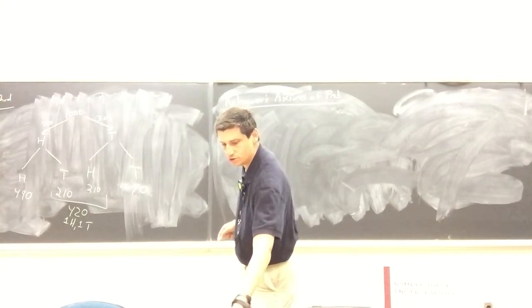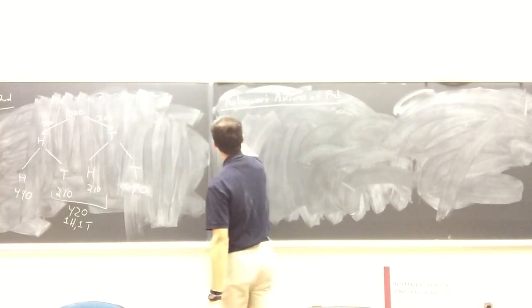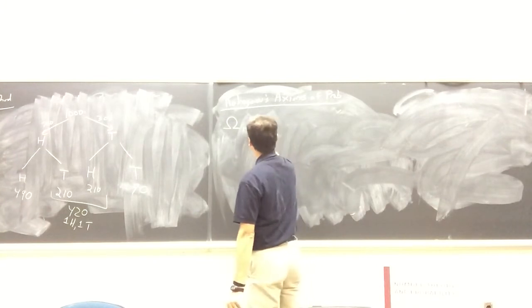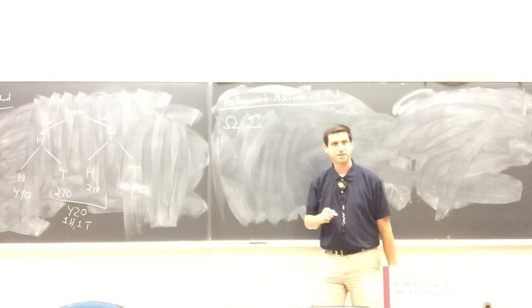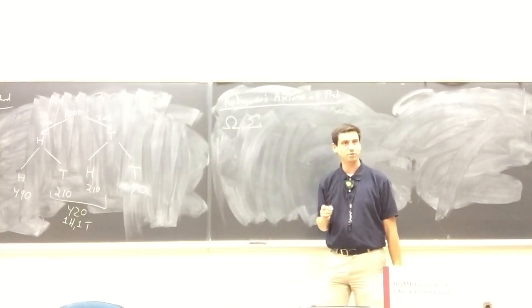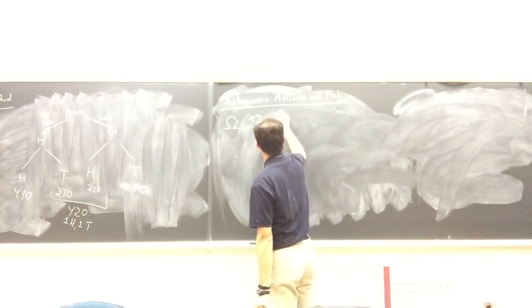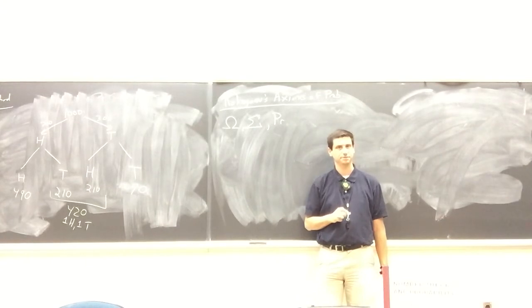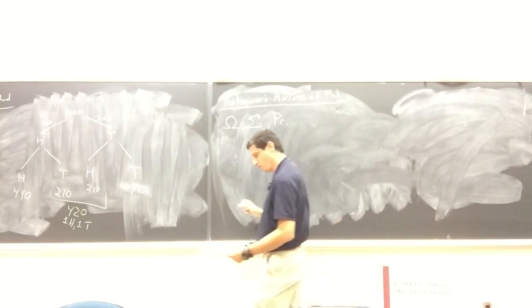All right, so what we're going to do for Kolmogorov is we have a triple. Omega is our outcome space. Sigma is the set of subsets of omega that we can assign probabilities to. And Pr is our probability function that will assign probabilities. And we're going to assume the following things.